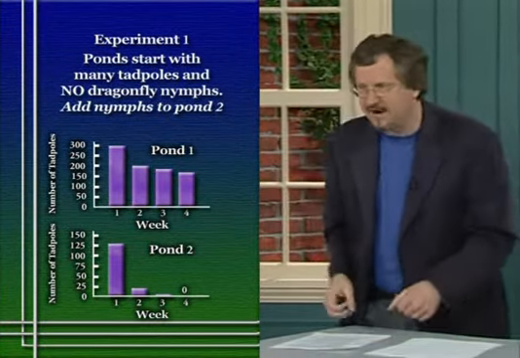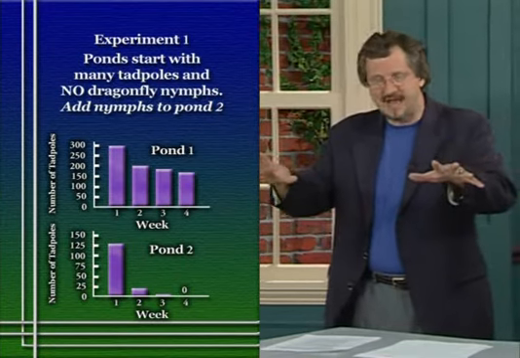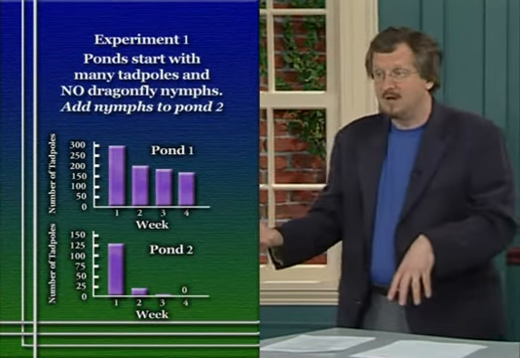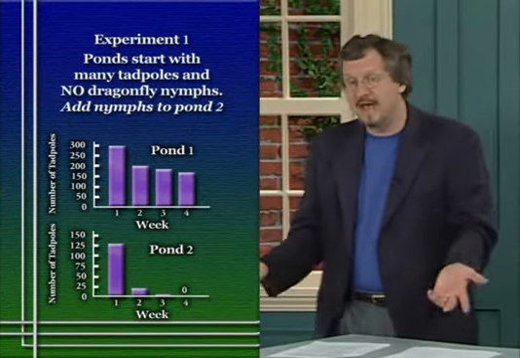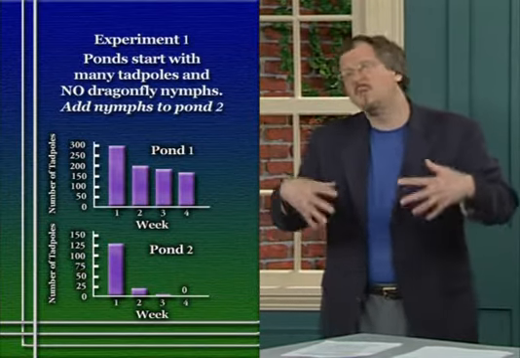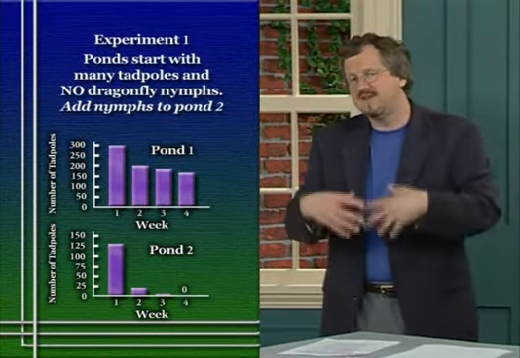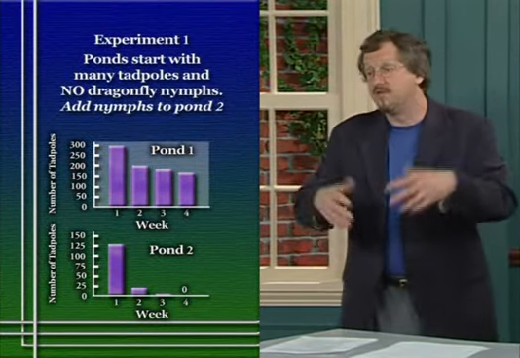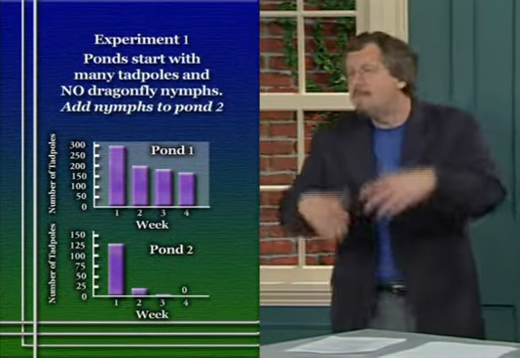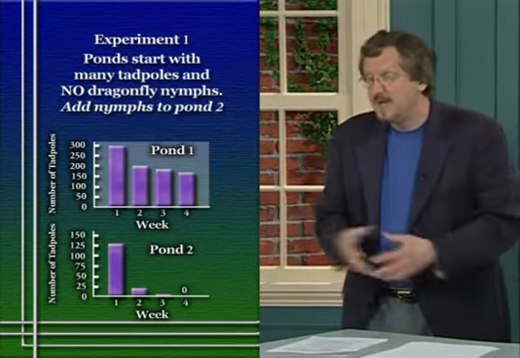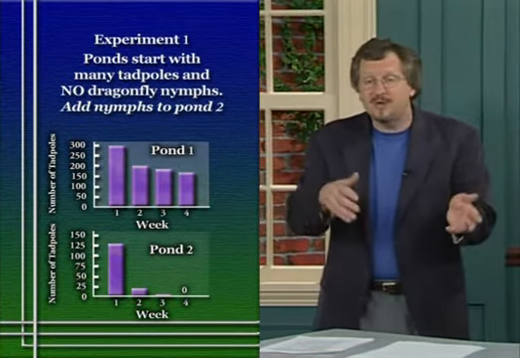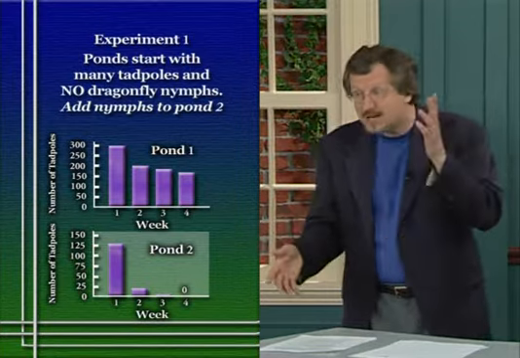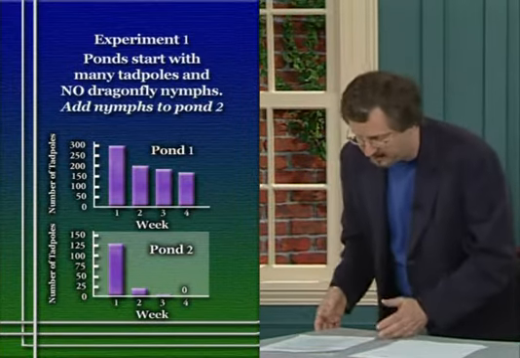So now we've got a contrast. Both ponds started out with tadpoles and no nymphs. To one pond, Van Buskirk adds nymphs, and he asks what happens. Well, in the pond where he starts out with tadpoles and just leaves it unmanipulated, not surprisingly, he found that some of the tadpoles died over the several weeks it took them to mature, but many of them survived. On the other hand, in the pond to which he had added the dragonfly nymphs, within a couple of weeks, all the tadpoles were gone.